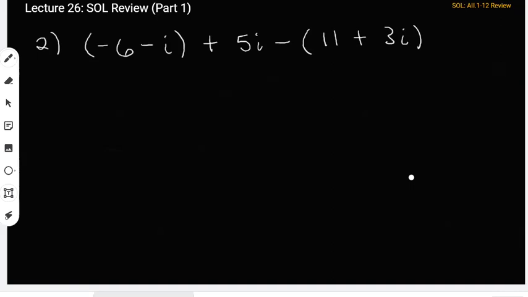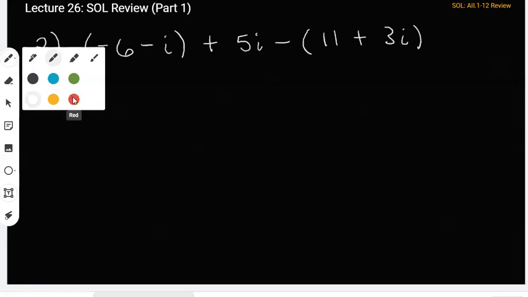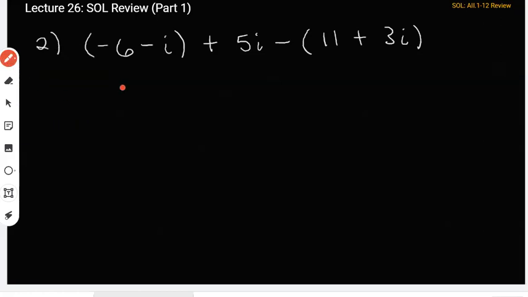So this one involves complex numbers. What we're going to do is we're going to put all the real numbers together, and then all the complex numbers are going to be put together in a separate set of parentheses. So what I'm going to do is I'm going to switch my color to red, and I'm going to underline all the real numbers, not the imaginary numbers. So I can underline this negative 6 right here. This negative i is imaginary, so I'm going to leave that alone for now.